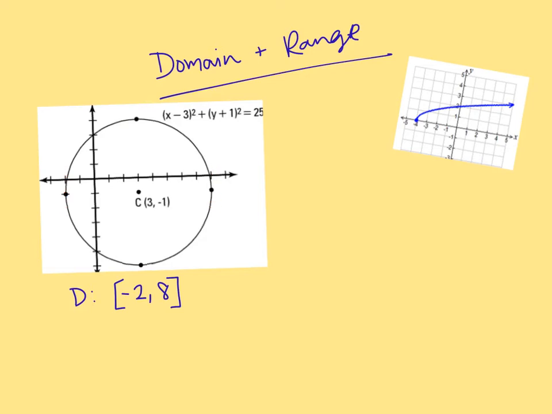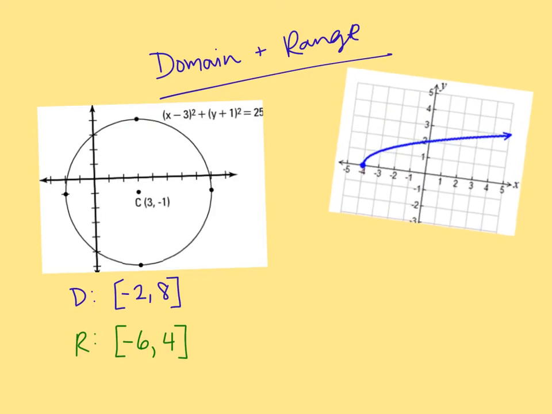Our range, we look in the y direction vertically. So our lowest value for y is negative 6, and our highest value for y is up here at positive 4. So our range, our circle actually hits those values of negative 6 and positive 4. So again, we use those brackets. This circle, unlike a line or something that has an arrow in it, does not extend indefinitely in any direction, so there's no infinities here.